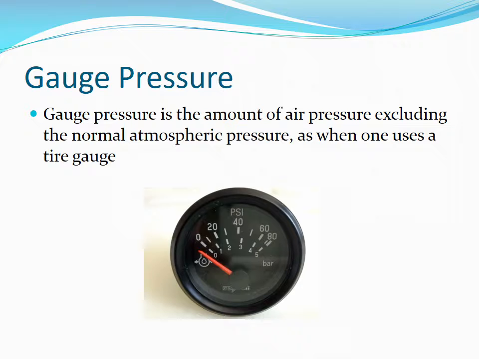The gauge that is usually used for checking the pressure in bottles and tires shows a reading of 0 at normal atmospheric pressure. The pressure of the atmosphere is not included in this reading. Thus, gauge pressure is the amount of air pressure excluding the normal atmospheric pressure, as when one uses a tire gauge. The actual pressure, called absolute pressure, is the gauge pressure reading plus the normal atmospheric pressure.